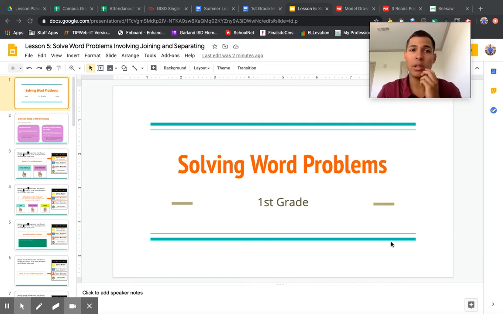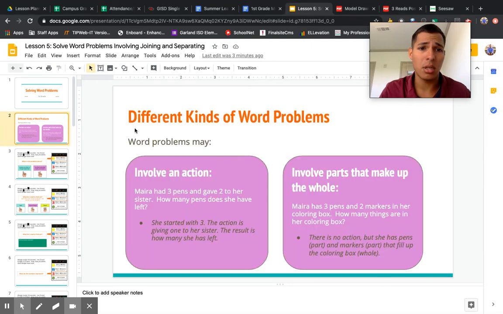Today, we're going to be going over lesson five, solving word problems involving joining and separating. All right, so let's get started. First thing I want to show us is this. So, different kinds of word problems. Word problems may involve an action or involve parts that make up the whole. So let's break this down a little bit.